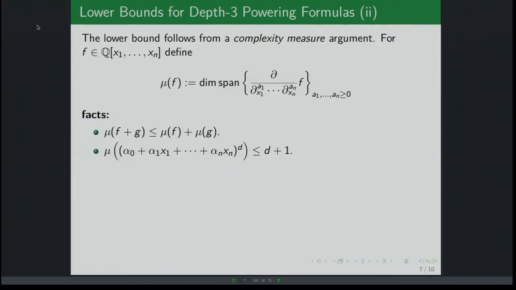Okay, so why is this? This is roughly because of the chain rule, right? You have this linear form, and you take it to the dth power. What happens when you take one derivative? When you take one derivative, the d will sort of pop down.